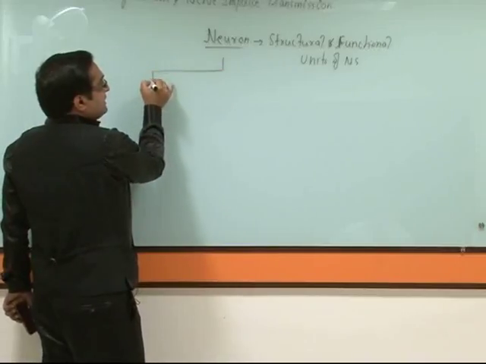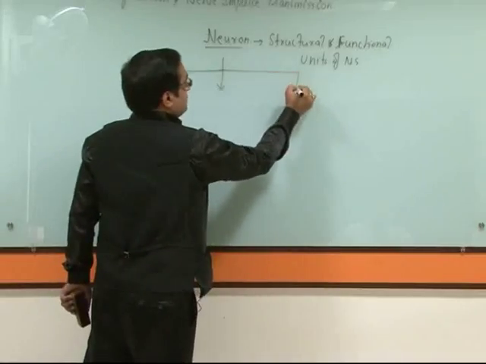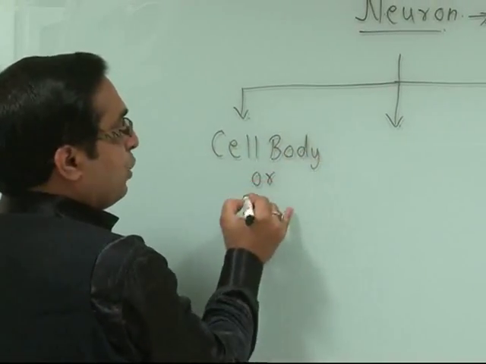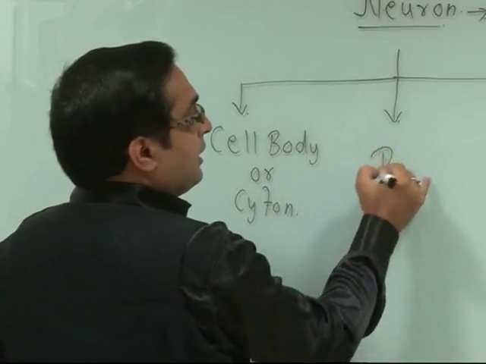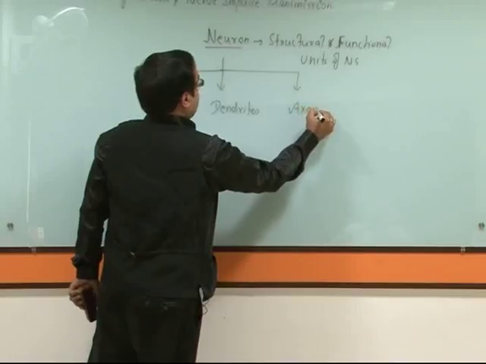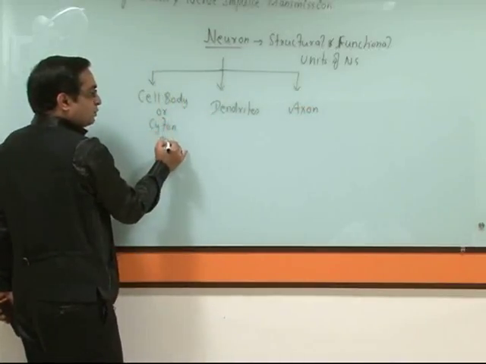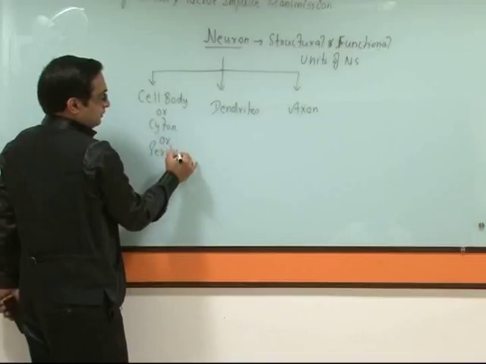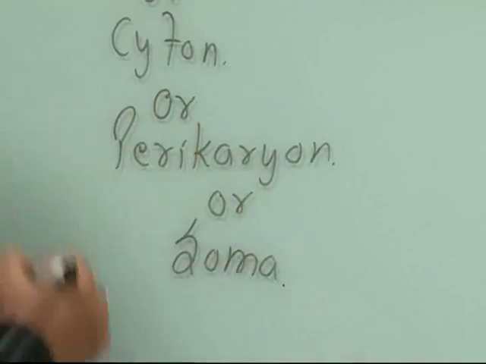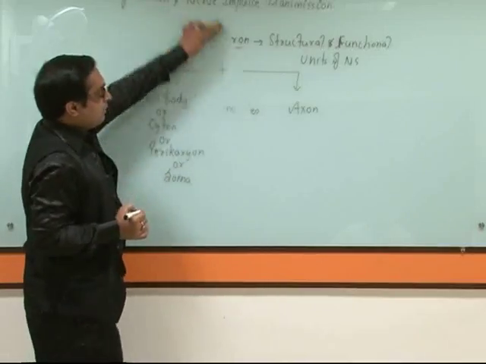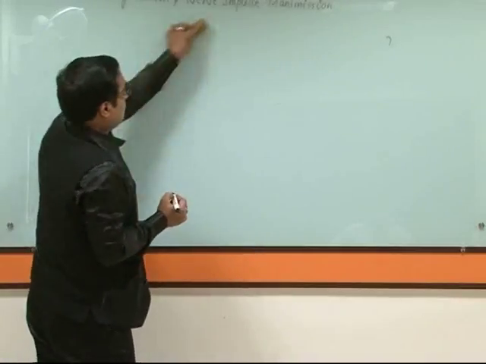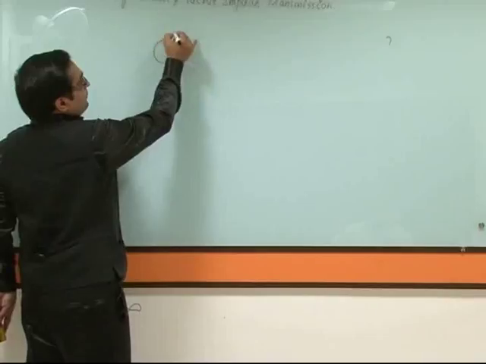A neuron basically consists of three parts: cell body, which is also called cyton, dendrites, and axon. Cell body or cyton is also called perikaryon or soma. If you see the diagram of a neuron in its simplest form, a neuron is like this.